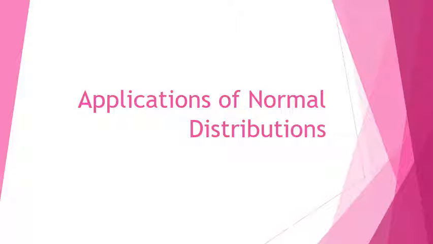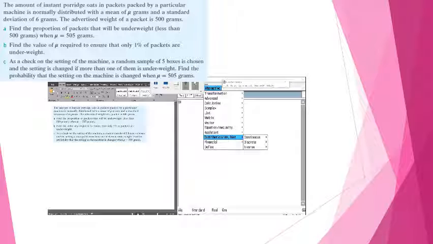We're going to look at some applications of normal distribution. The amount of instant porridge oats in a packet, packed by a particular machine, is normally distributed with a mean of mu grams and a standard deviation of 6 grams. The advertised weight of a packet is 500 grams. So A, find the proportion of packets that will be underweight.